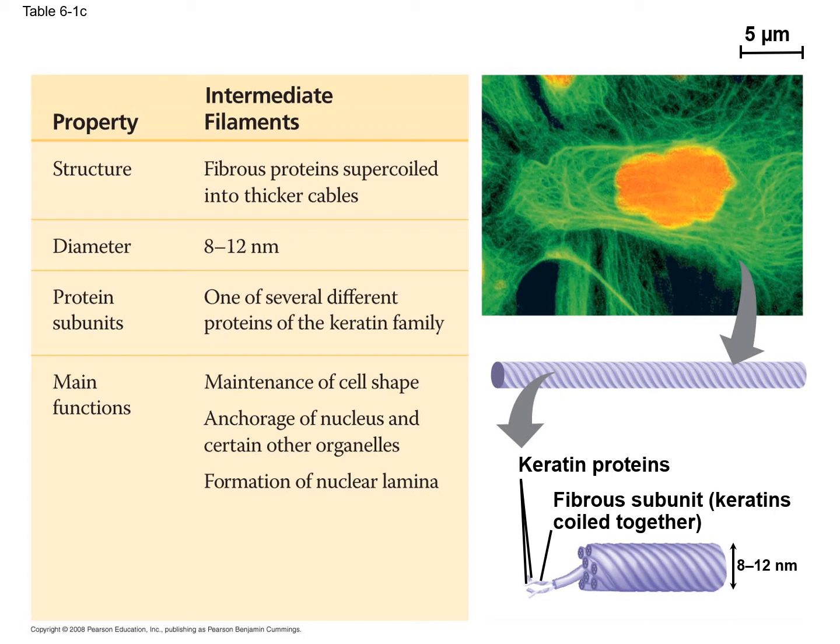Structure is nothing but fibrous protein supercoiled into thicker cables. Diameter is again intermediate, that is 8 to 12 nanometers, and the proteins belong to the keratin family. The main function is maintenance of cell shape, anchorage of the nucleus and other organelles, and formation of the nuclear lamina. As can be seen, the structure consists of fibrous subunits possessing keratin coiled subunits which are 8 to 12 nanometers thick, and each filament consists of many long fibers of keratin protein.